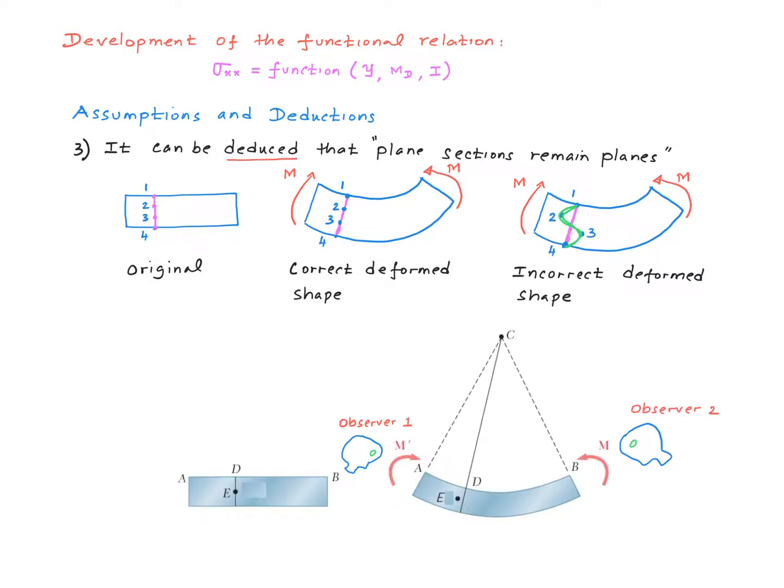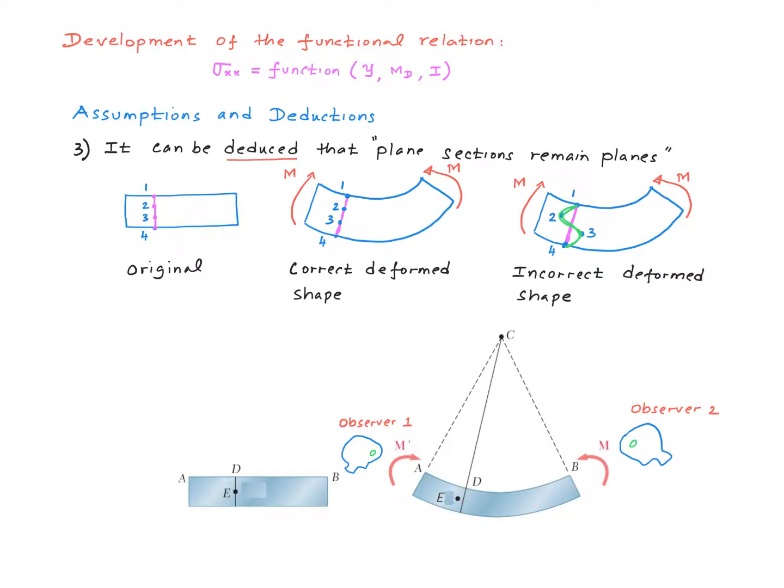So how do we know this? This picture will help us deduce this. I'm going to take a point like point E before the bending is applied and see what happens to the point due to the application of the bending. Say there are 2 observers here. This is observer number 1, this is observer number 2, right? Supposing, say, that point E has moved towards observer number 1.